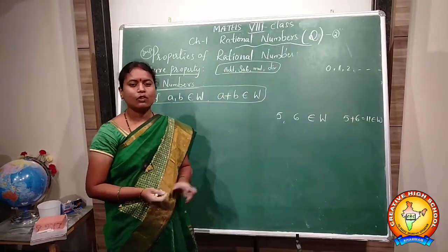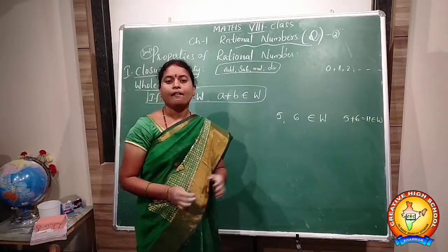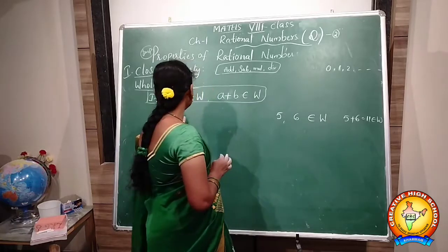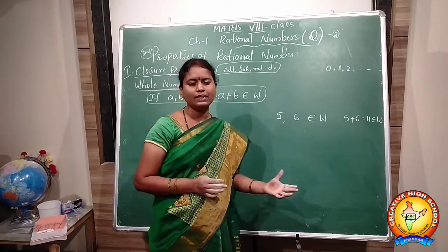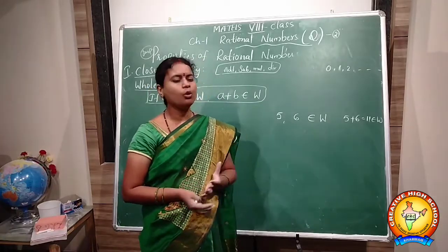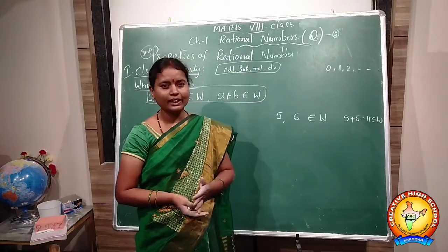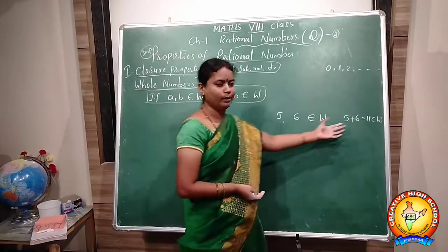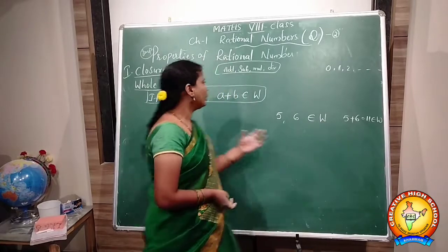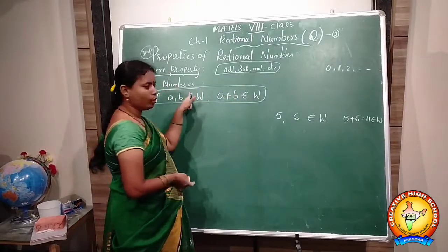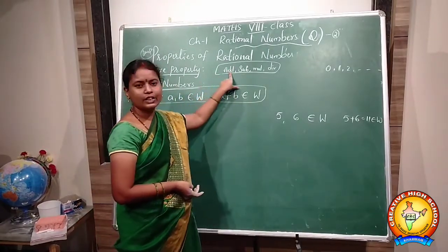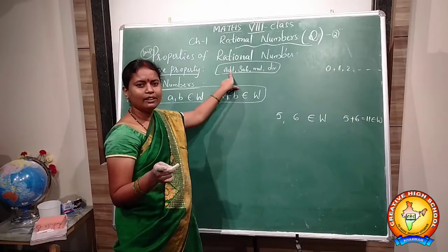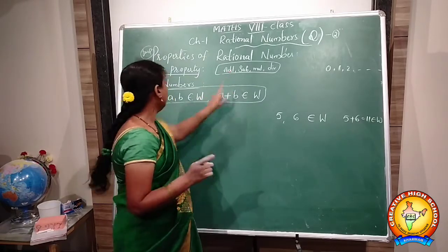So what we can conclude here is that when two numbers are whole numbers, if we add the two whole numbers, the resulting number is also a whole number. That is the closure property of whole numbers under addition. Is it clear? Do you understand?